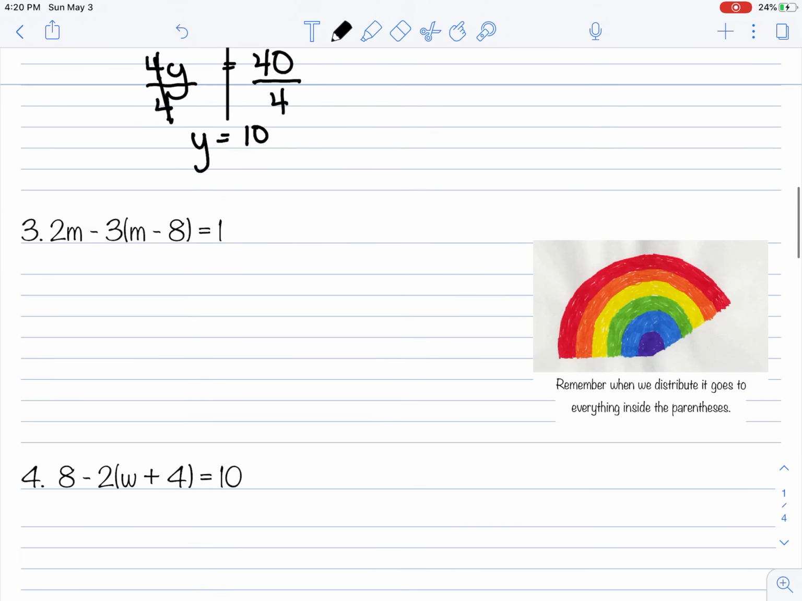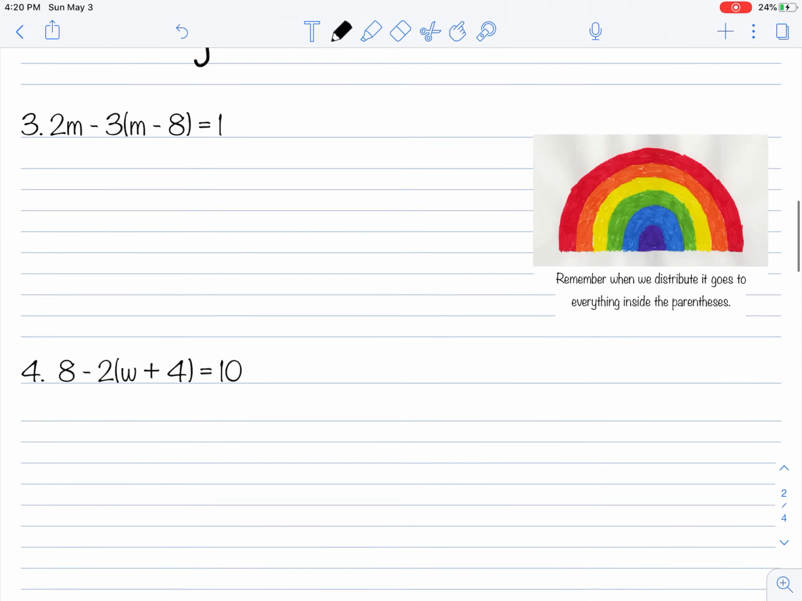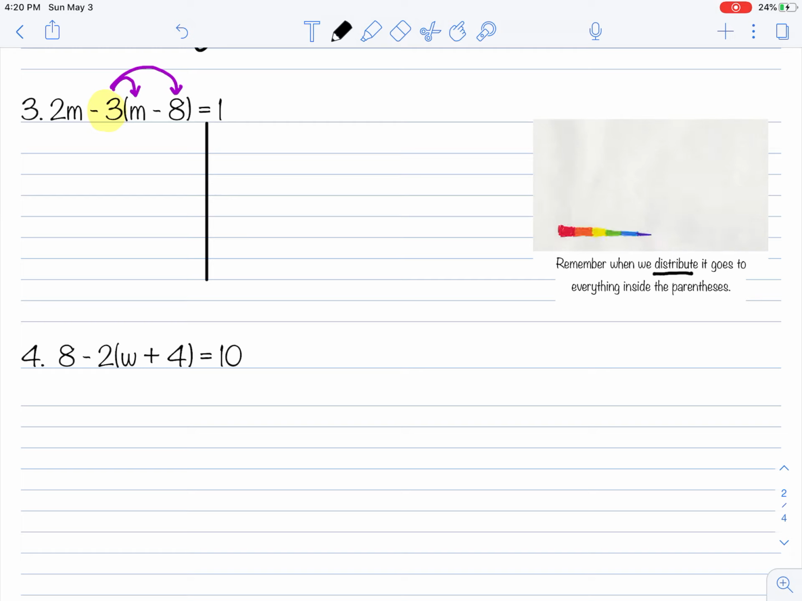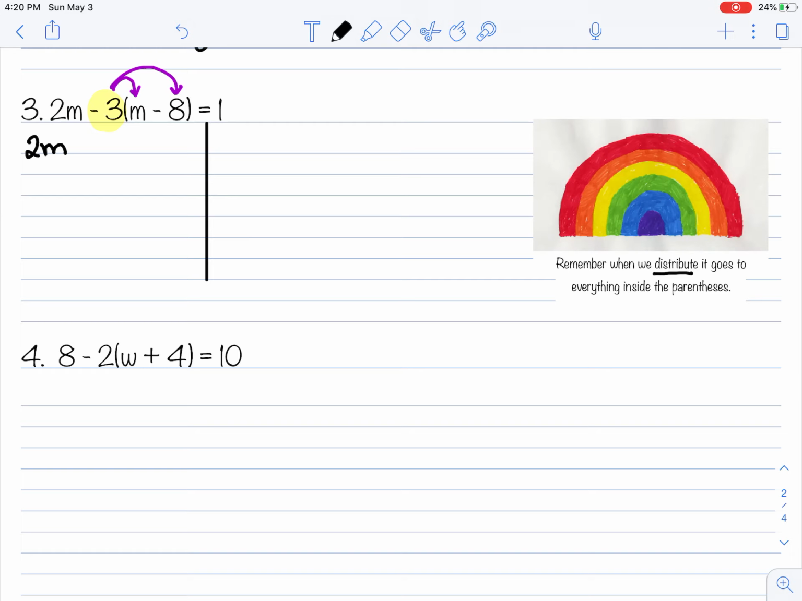Okay, the other type of like terms that we might encounter are ones using the distributive property. So when we distribute, we take the number that is outside of the parentheses and we distribute it to the two numbers inside the parentheses. So here I have a -3, and I am going to distribute that to the two things inside my parentheses, paying attention to the fact that my parentheses end and I have two sides to my equation. So this tells me I have 2m, and -3 times m is -3m.